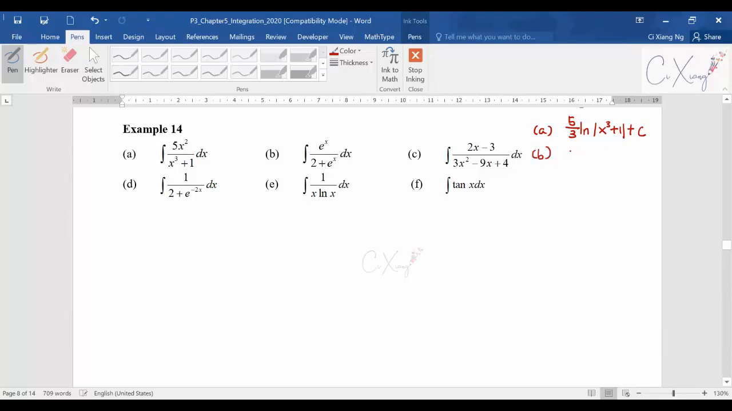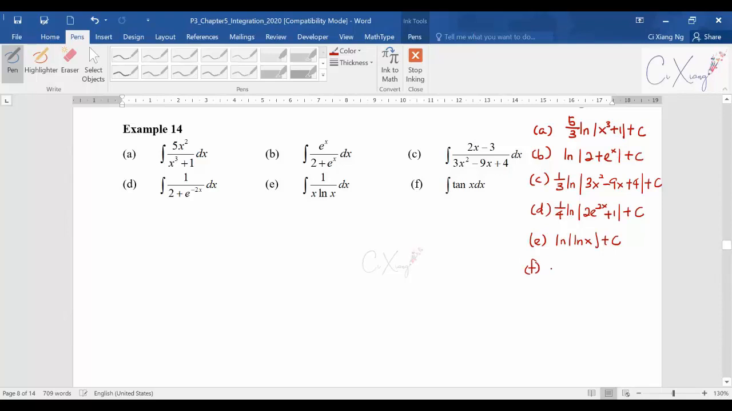And then part B. Part C. And then D. E. And F. Okay, so all these are the answers for this example 14. So you can have a try.